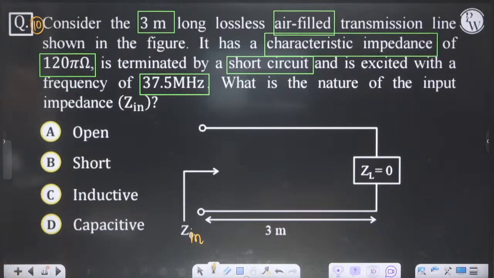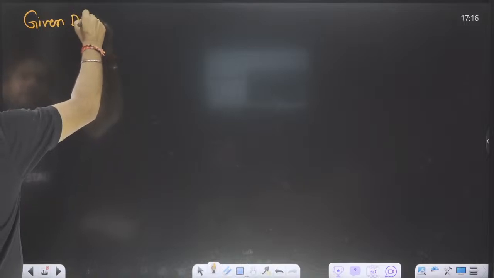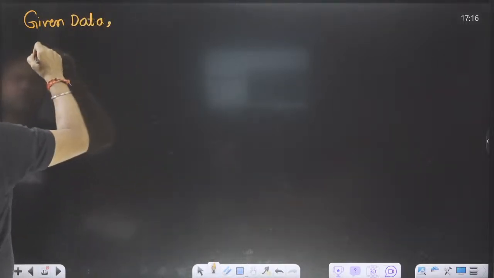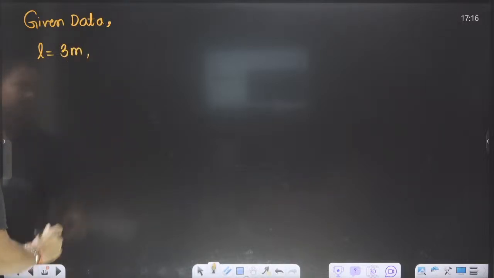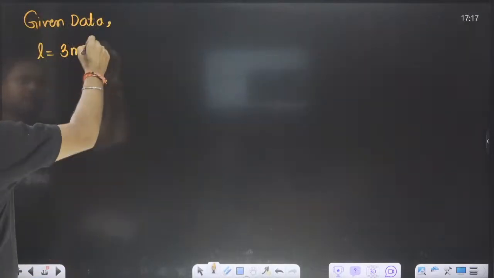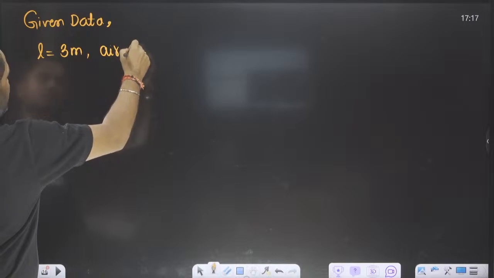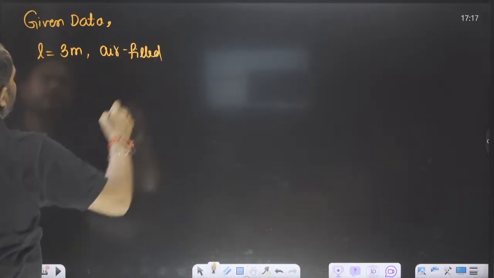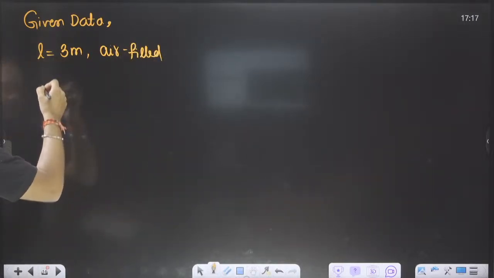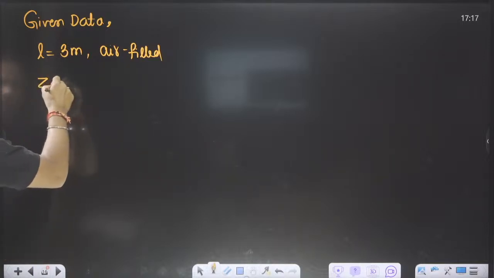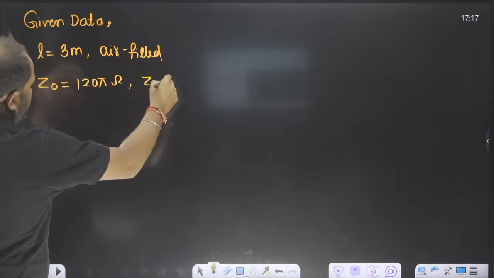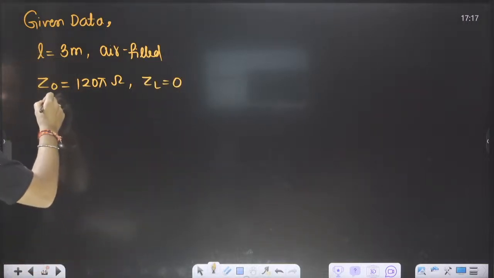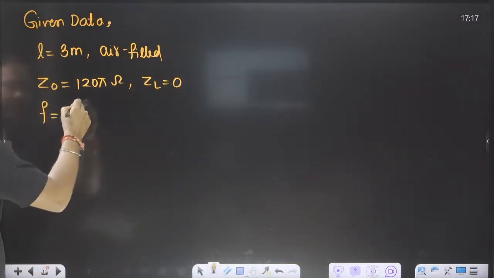It is a very easy question. First of all, write down the given data. What is the given data here? This is a practical problem type question, because everything is given, and you have to analyze it by your concept. So it is air filled, length is given, Z0 is given 120 pi ohm, load is short circuited, and frequency is given 37.5 megahertz.